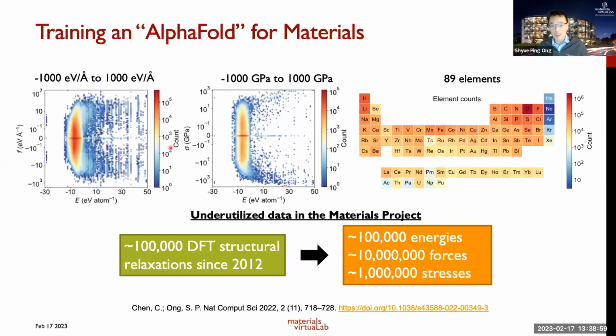Okay. Now, to train what we call an AlphaFold for material science, what we did was to go back to our favorite database, which is the Materials Project. There's actually this data set that most of you may not even be aware of, which is that the Materials Project has done about 100,000 DFT structure relaxations since 2012. Okay, so in its database, you have about 100,000 energies, about 10 million forces, and about 1 million stresses, right? And this is a very big and rich data set that we can just throw the entire data set into our M3GNet model. And in the process of doing so, what we hope to do was to fit an interatomic potential that can work for 89 elements of the periodic table.